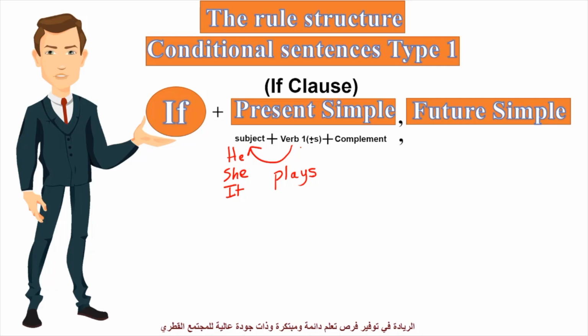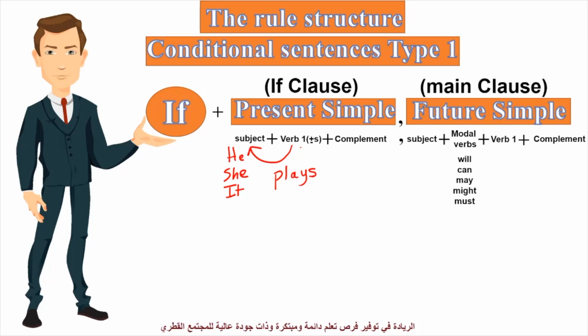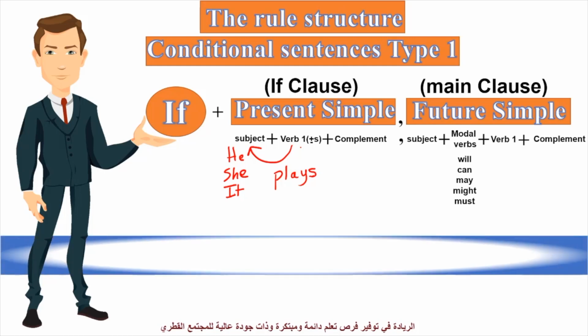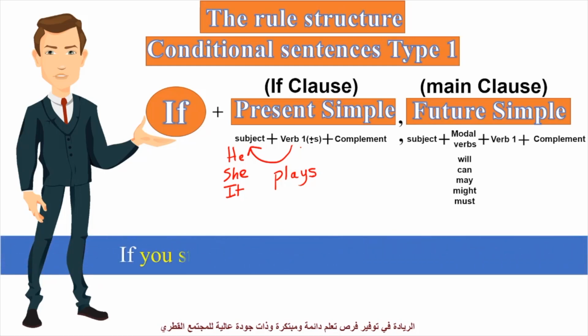the future simple sentence begins with a subject plus a modal verb such as will, can, may, might, must. Then verb 1, the base form of the verb, then a complement. And we call this part the main clause. For example, if you study hard, comma, you will pass the exam. If you study hard, you will pass the exam.